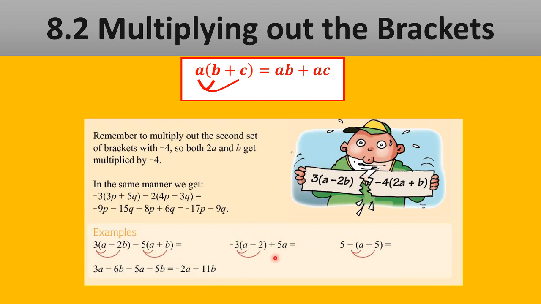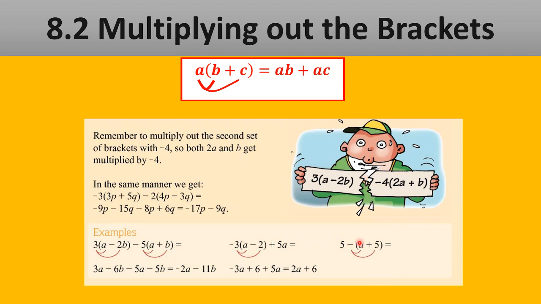Here, first multiply out the brackets, include this minus: 3a plus 6 plus 5a gives me 8a plus 6. Remember, you can only add the like terms. You cannot add this 6 with the others, because those don't have the same letters.